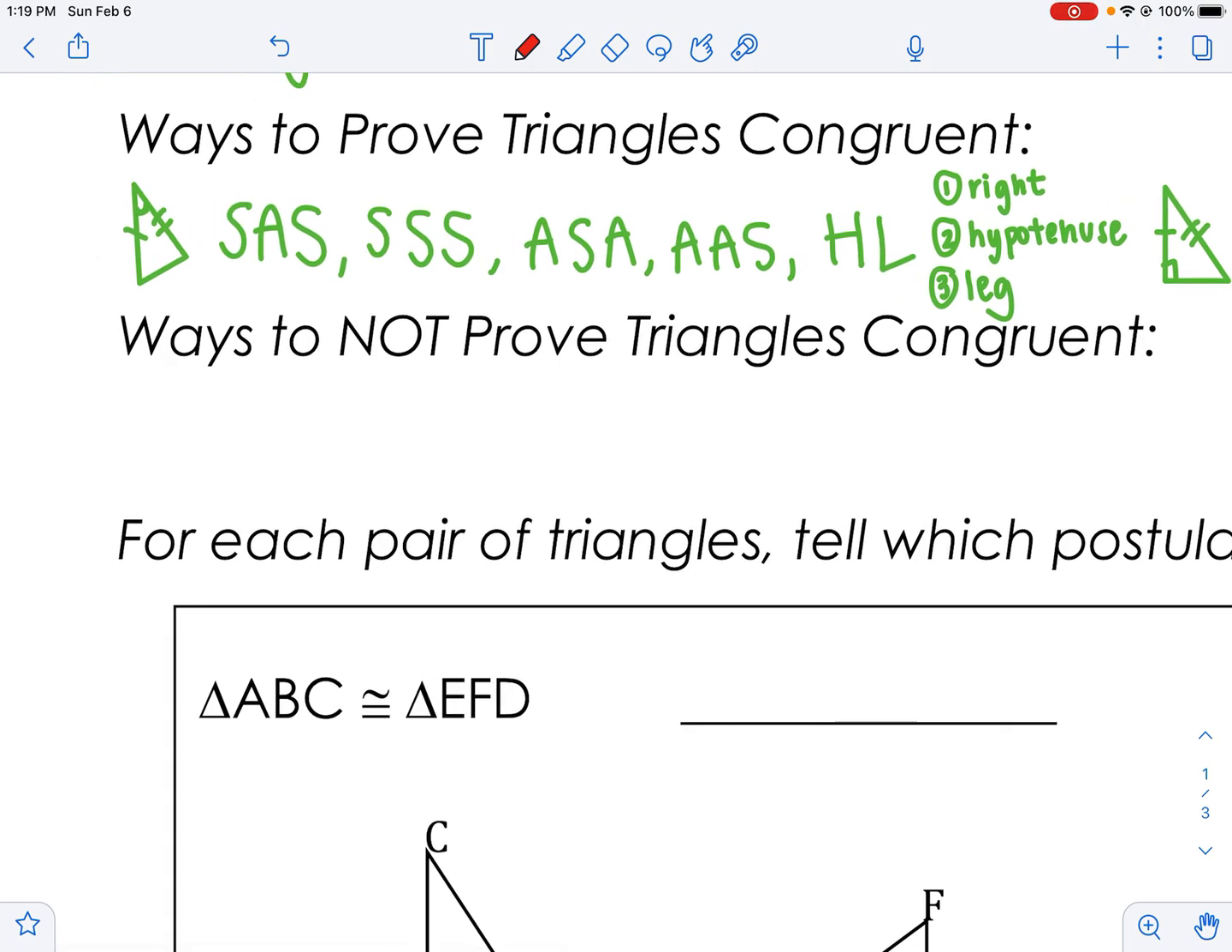If there's no ticks, there's only arcs. So like double A, two angles, or triple A, those don't work. You need to have a side into the mix for you to prove that the triangles are congruent. Angle, angle, angle doesn't work.